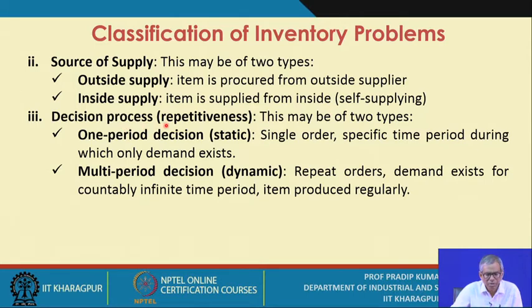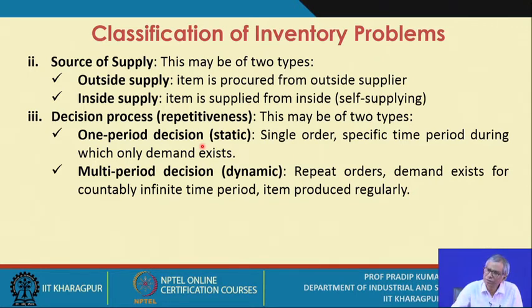Decision process repetitiveness, that is the next factor. This may be of two types. One period decision, that means only for a specific time period the demand occurs. So it is a one time decision. The next time period the demand doesn't exist. There are many such cases you come across where you need to take a decision just for once. That means it is referred to as the one period decision. So this is referred to as the static inventory problem.